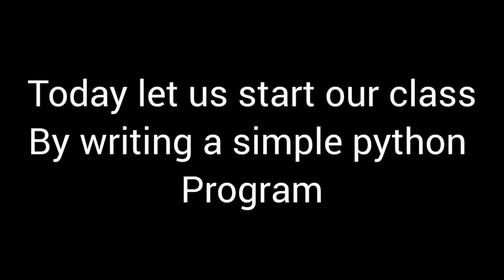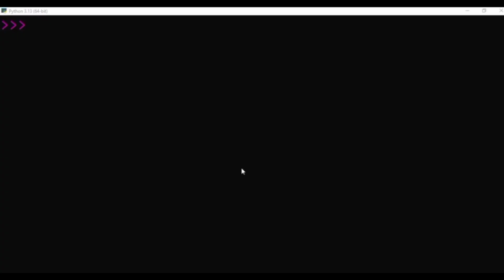So today let us start our class by writing a simple Python program. I am writing a program for subtraction of two numbers. Okay, so let us start the programming. Now take the first variable. Otherwise you can start the programming by using a comment. Comments we can write by following the hash symbol. So: hash, finding subtraction of two numbers.